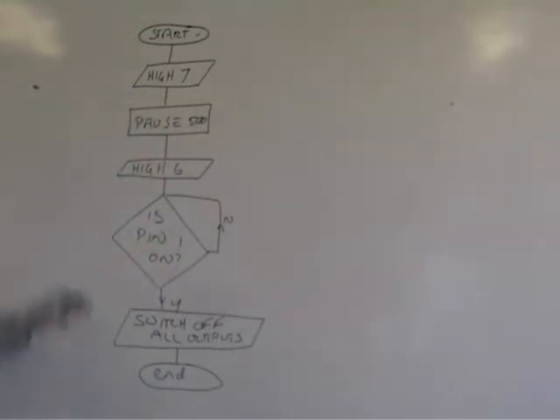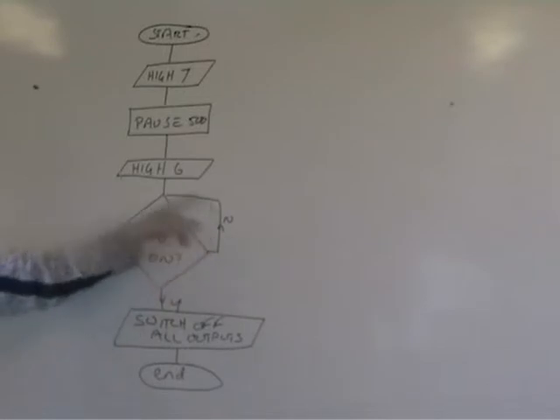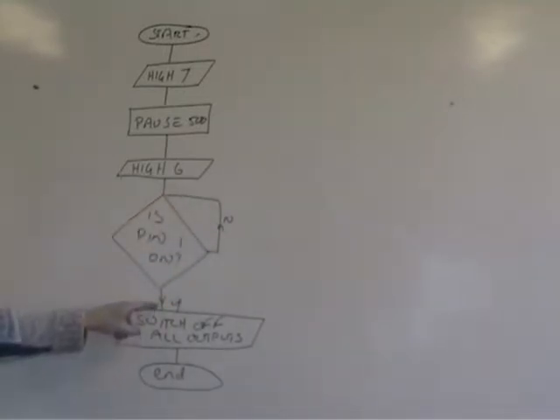A question is a diamond-shaped box. And it's got the yes and the no answers. So in this one, program starts, pin 7 goes high, pause 500, it's 500 thousandths of a second, so that's half a second pause, then pin 6 goes high. Now it asks if input pin 1 is on, and if it's not on, it goes back and does the test again. If it is on, all the outputs get switched off.